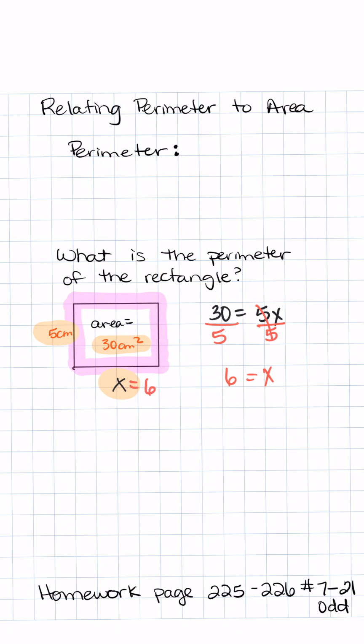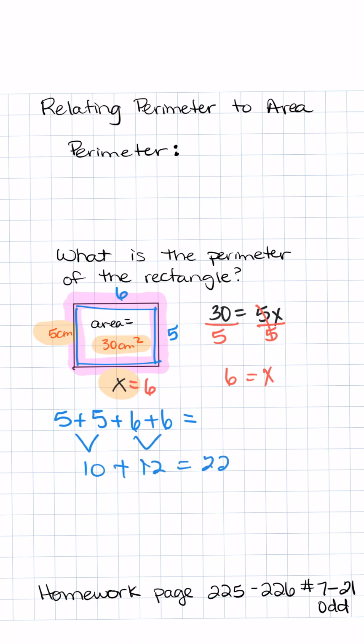So now what is the perimeter of the rectangle? Well, if this side is 6, then this side is also 6. And if this side is 5, this side is also 5. So then we just add them all together. 5 plus 5 plus 6 plus 6 equals, these two equal 10, those two equal 12. We add those together equals 22. So the perimeter equals 22 centimeters.